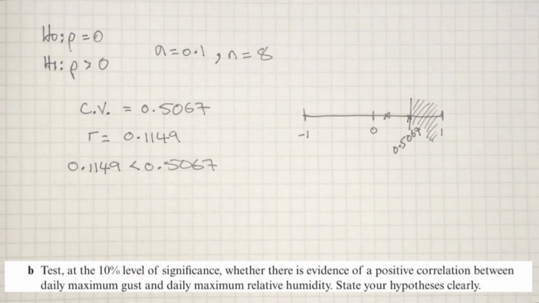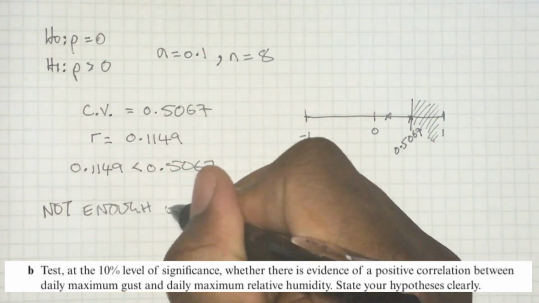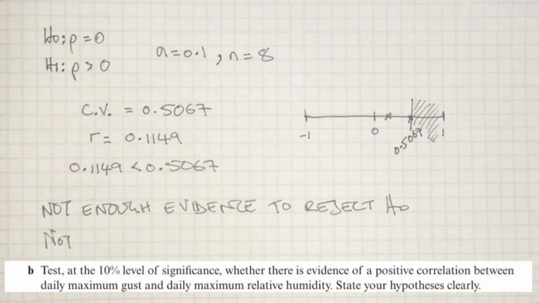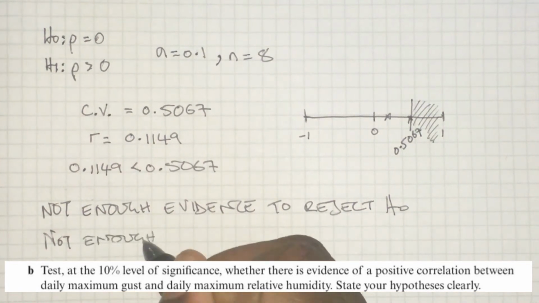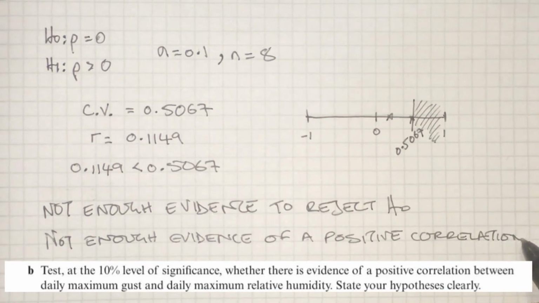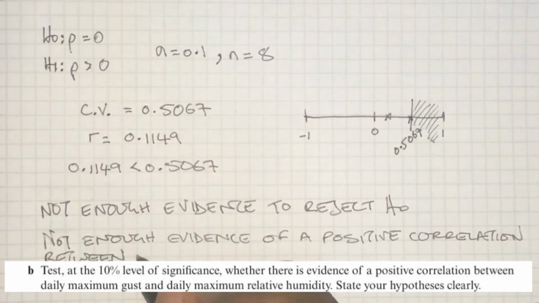So we'll make our usual conclusions here. There is not enough evidence to reject H0. That's the mathematical conclusion. And then there's not enough evidence that there is some correlation between the daily maximum gust and the daily maximum relative humidity.